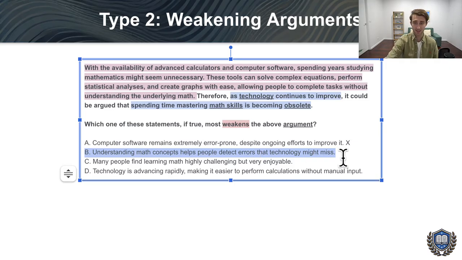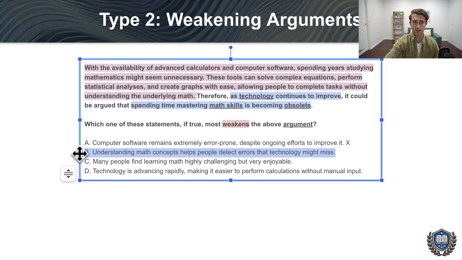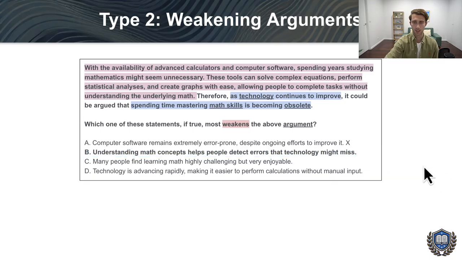And it makes sense. The conclusion is that maths, who cares about it? It's not needed. As technology improves, it's a waste of time. This statement says, well, actually, it's not a waste of time because technology will make mistakes. If we have good math skills, if we understand maths concepts, we'll be able to pick up those mistakes more easily. And so this statement here really does weaken it. So that's definitely going to be the correct answer.